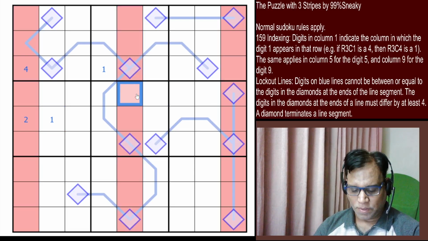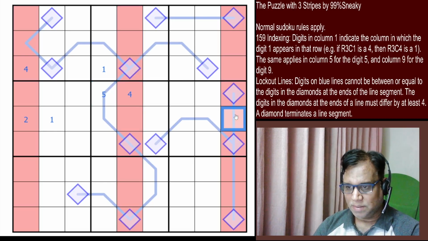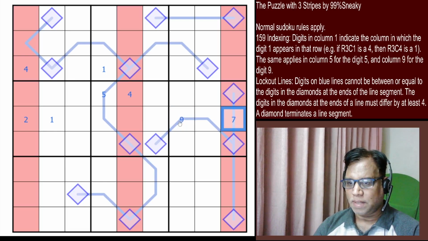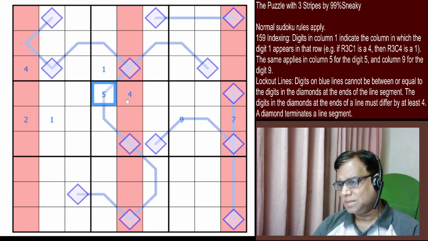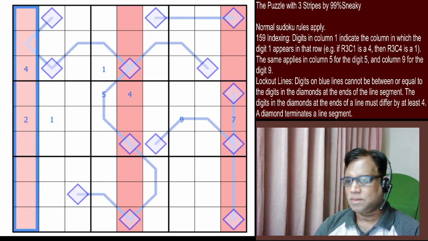So if this is 4, that means, yes, you guessed it correctly, 5 will be here. And if that is 7, then 9 will be here because that is the 7th column, and that is the 4th column, so 5 will be placed here. Those are the rules for 159 index.